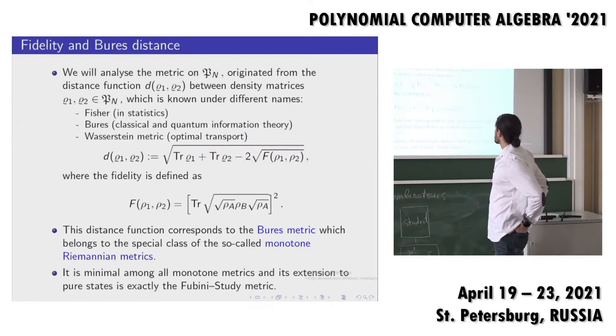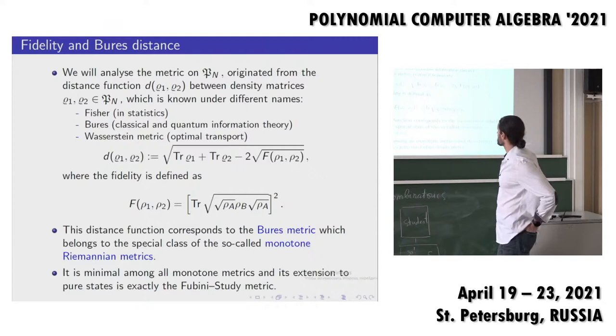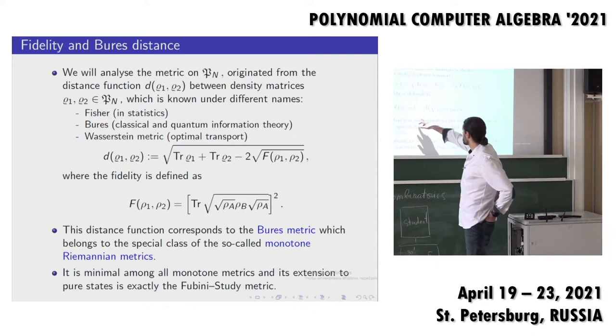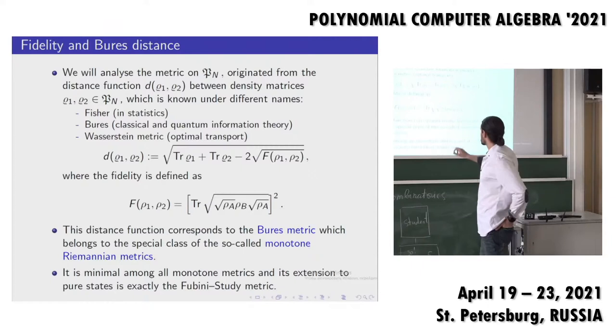So what is the Bures metric, the Bures distance? First of all, it's called in different ways in different fields. Bures is probably the most used name in quantum information theory. And the Bures distance is a function of the so-called fidelity. So the fidelity of two states or density matrices is defined in this way as a trace of this square root.